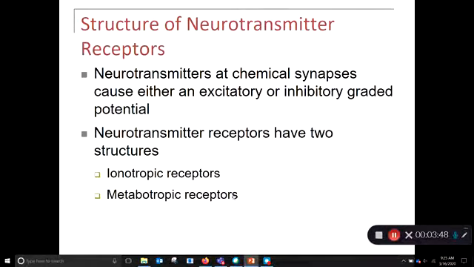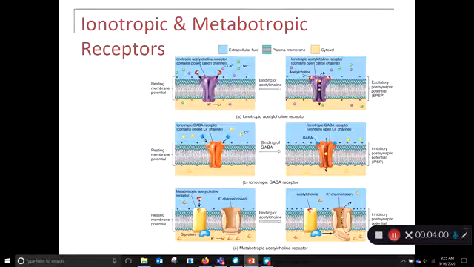Now, there's a couple of ways that this ligand will interact. There is an ionotropic receptor or a metabotropic receptor. Ionotropic is just the ligand interacts directly with the channel and opens it. It's these two right here, whether it be excitatory or inhibitory. The metabotropic one is where the ligand comes along and binds to some type of protein, which causes a cascade of events, one of which will be opening up a channel. This is, for instance, an inhibitory postsynaptic potential.